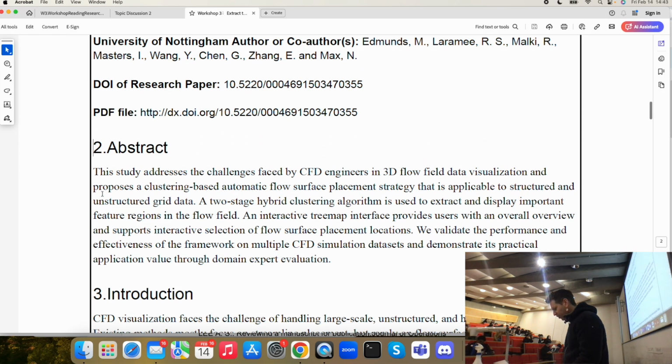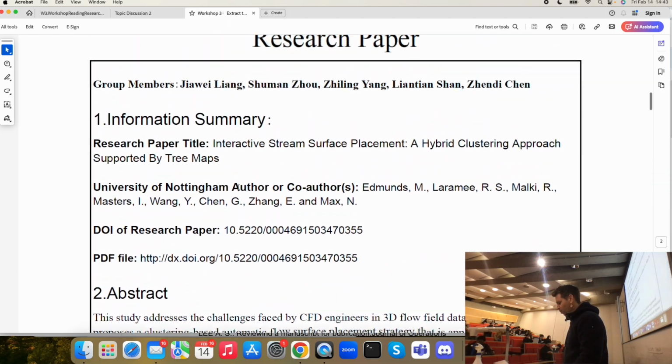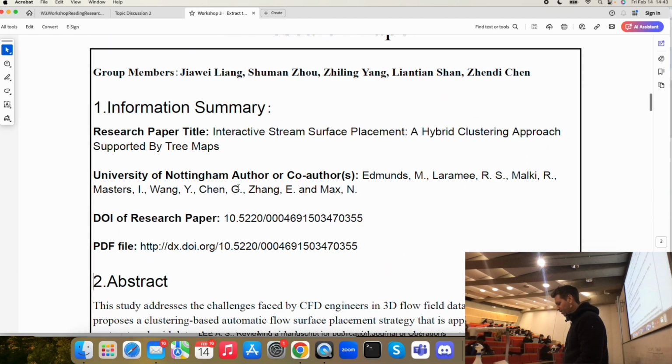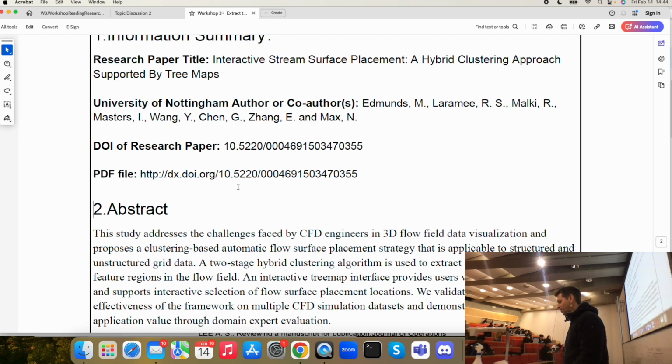So this abstract is mostly about the implementation, actually. So what is the concept here? The concept is that it's very challenging to come up with a good strategy for stream surface placement in CFD data. So this paper proposes a novel stream surface placement algorithm to support the engineers when they're trying to position the stream surfaces. That's the concept.